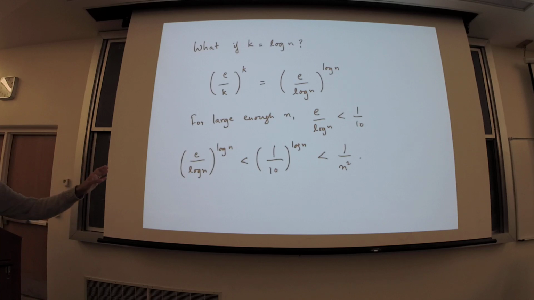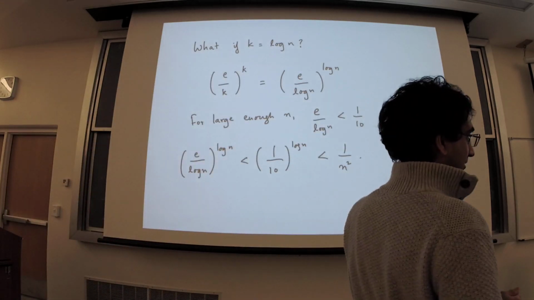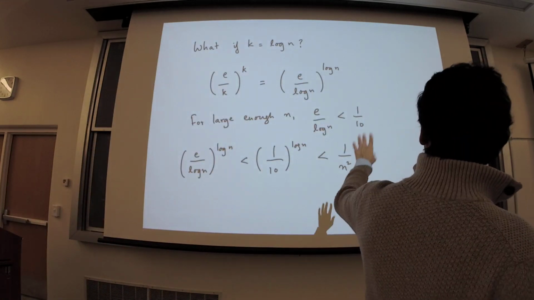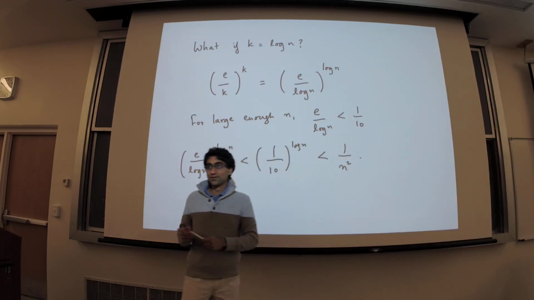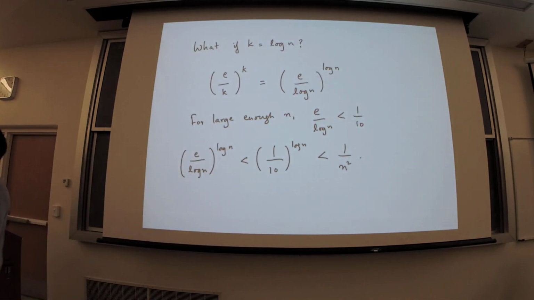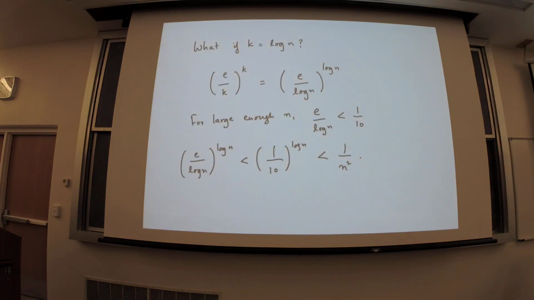This is straightforward math. If you don't understand, it doesn't matter. It's a straightforward calculation. But this is for one bin, right? That's why I want a bound that is like 1 by n squared. You can verify these computations. So what I'm saying is that the probability of y1 equals 1 is less than 1 by n.